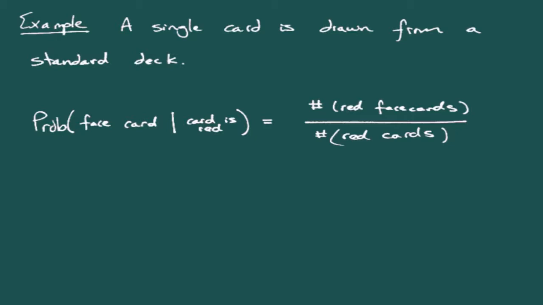Well, for the numerator, we've got the number of red face cards. For the denominator, we've just got the number of red cards. So the number of red face cards, we've got 6. For the total number of red cards, we've got 13 hearts, 13 diamonds, so we've got a total of 26. So that conditional probability is going to be 6/26.